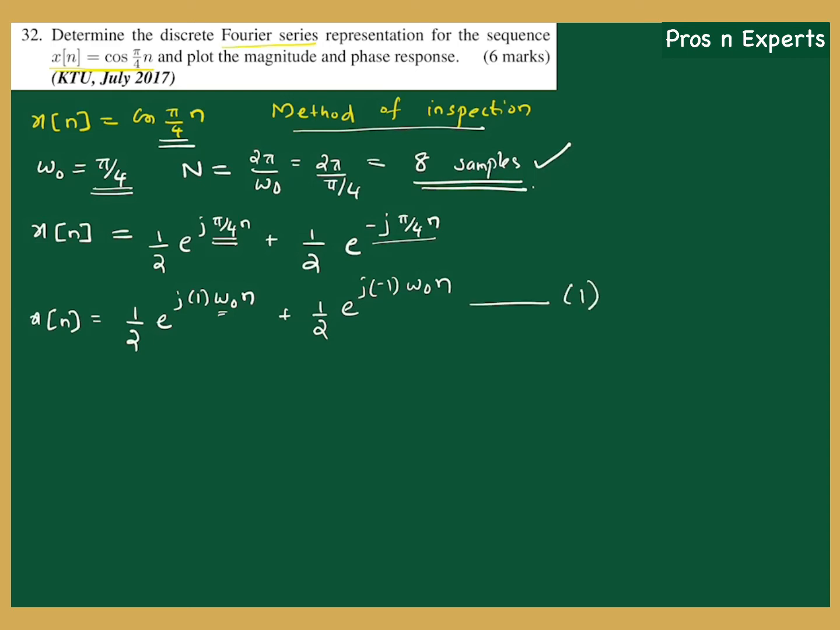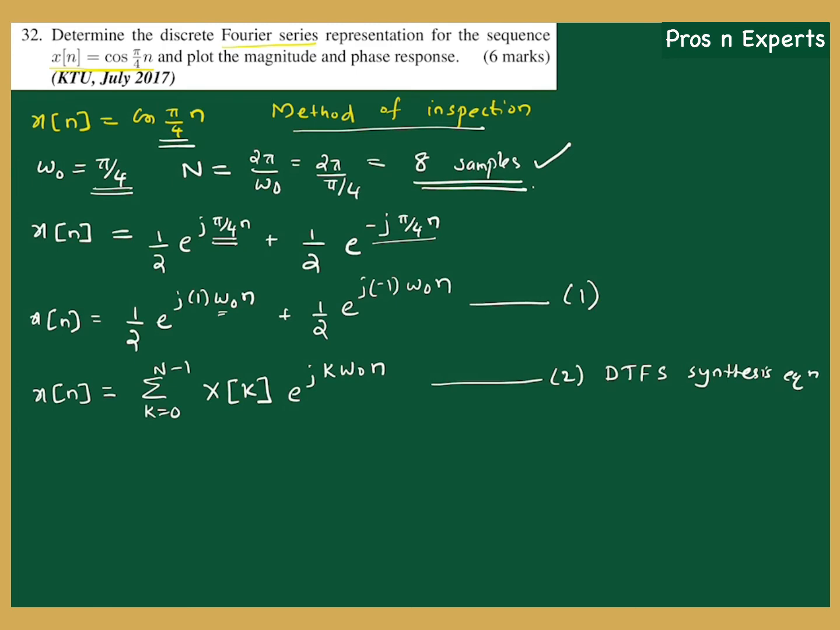Now any periodic signal x of n can be written using the discrete time Fourier series. The synthesis equation is sigma over k equal to 0 to N minus 1, where N is the period, X of k, the DTFS coefficient, into e raised to j k omega 0 n. This is my DTFS equation, equation number 2, which is nothing but the DTFS synthesis equation.